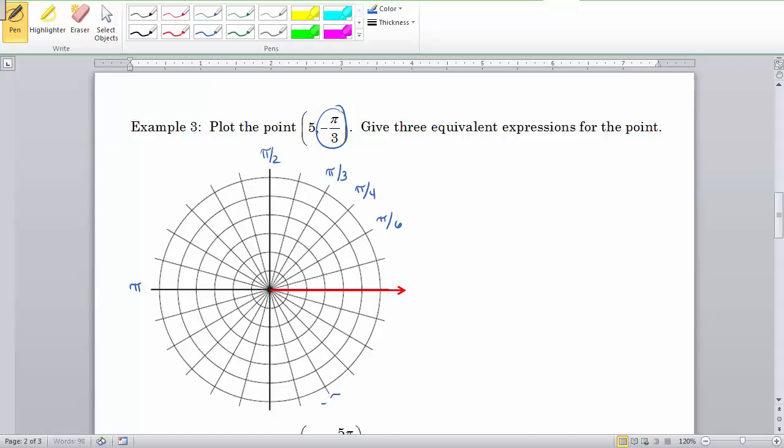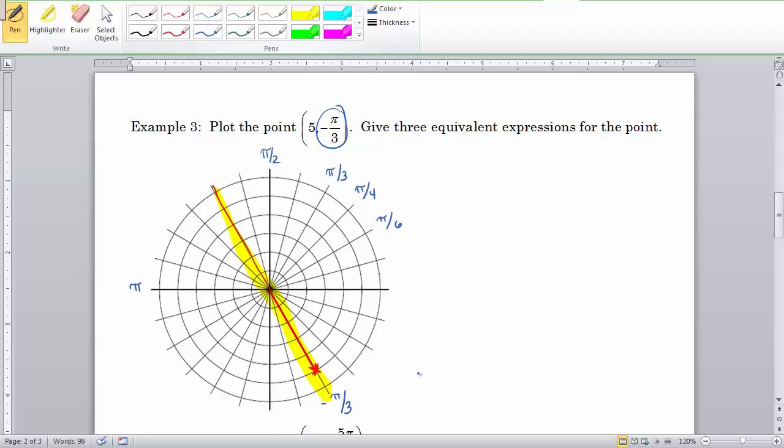So -π/3 is there. So if I take this, rotate it toward -π/3, and I want to go 1, 2, 3, 4, 5. All right, so that's the point that I want. I want to extend that, and these are the angles I need to label along here. So let's do the math.